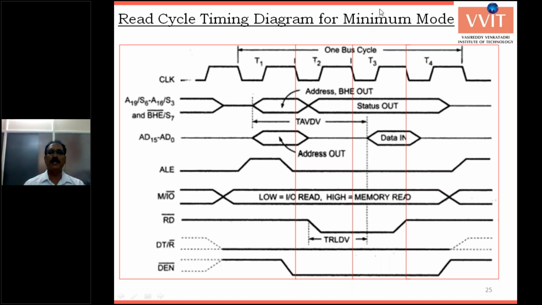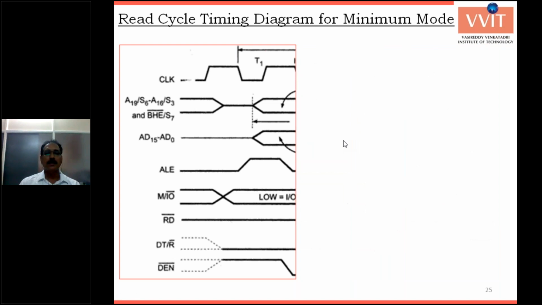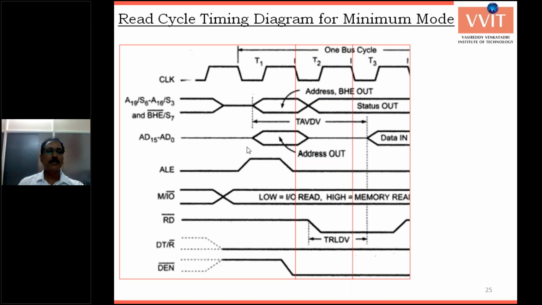This is the clock diagram. These are the cycles: T1, T2, T3, T4. That is one bus cycle. Simple. That means one machine cycle. In that machine cycle, now observe the first clock cycle. In 8086, minimum mode or maximum mode depends on the MN/MX bar. If MN/MX bar is connected to VCC, it acts as the minimum mode.